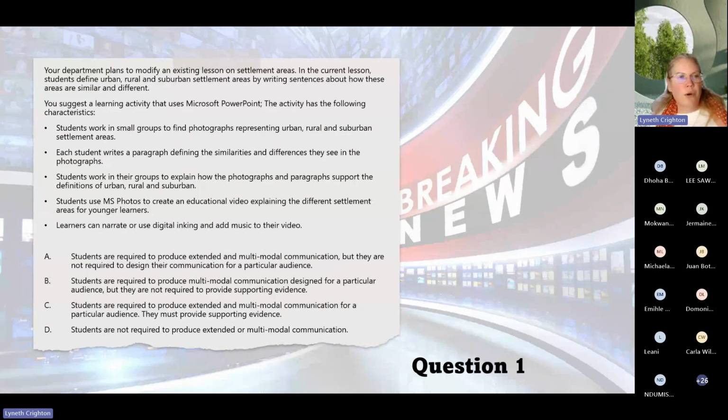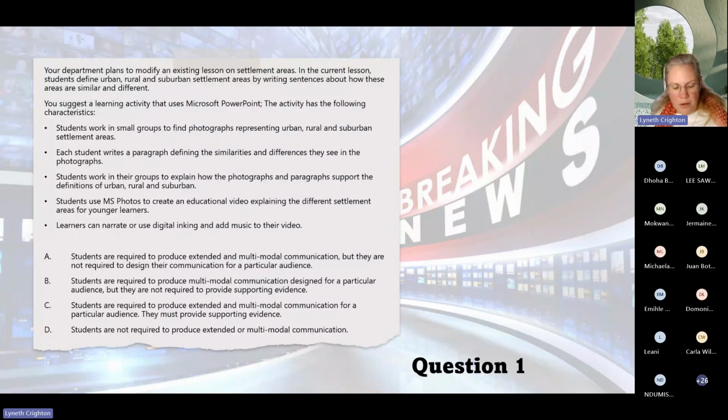So what the task requires is they work in small groups to find photographs representing rural, urban, and suburban. Then each student writes a paragraph defining the similarities and differences they see in the photos, and then they work together in their groups to explain how the photos and the paragraphs support the definitions of urban, rural, and suburban. And lastly, they create a video explaining different settlement areas to younger learners.